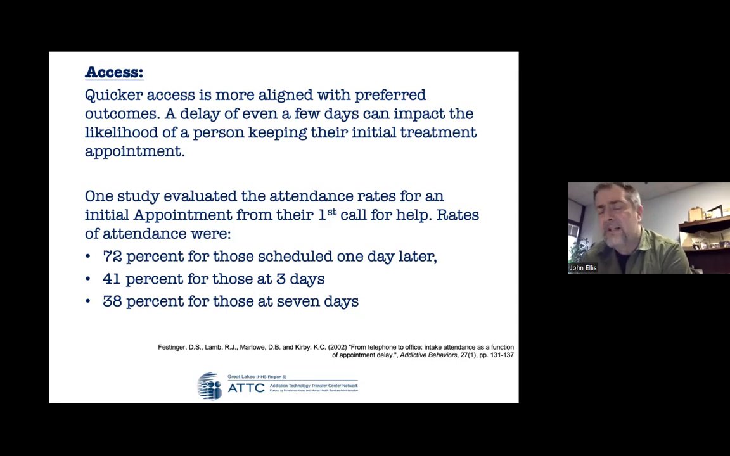Now, I know quicker access has been proven, and this is just one or two studies, that the sooner we get people in, the more likely they're going to show up. And if I call Nicole's agency and I say, I'm dope sick, I need help, I need help today, I cannot sustain that level of desire. I cannot sustain that level of motivation indefinitely. So if all of a sudden I'm reaching out and I'm crying for help today and I call that agency and they say they could get me in a week from next Friday, the chances of me being able to sustain that same level of motivation is remote.